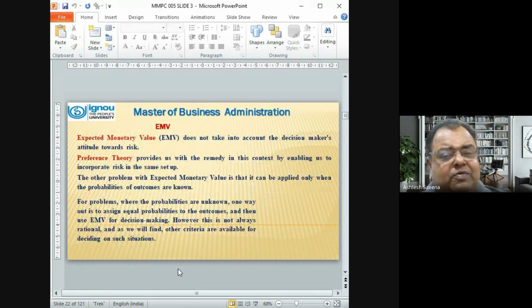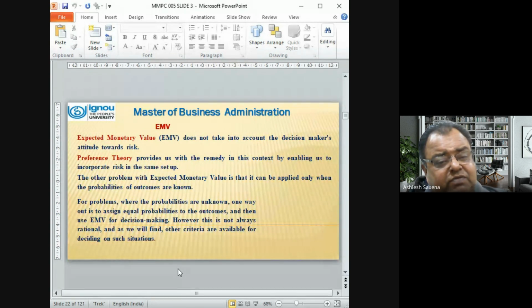Whatever you are going to do, if you are going to invest anything, first of all the question arises in the mind: what will be the profit? Now we are starting a startup, so how can we calculate its break-even point, what will be the profits, and by what time will we be in a position to make profits? So it has to be in terms of monetary value. First of all, we will start from expected monetary value, that is EMV. This does not take into account the decision maker's attitude towards risk.